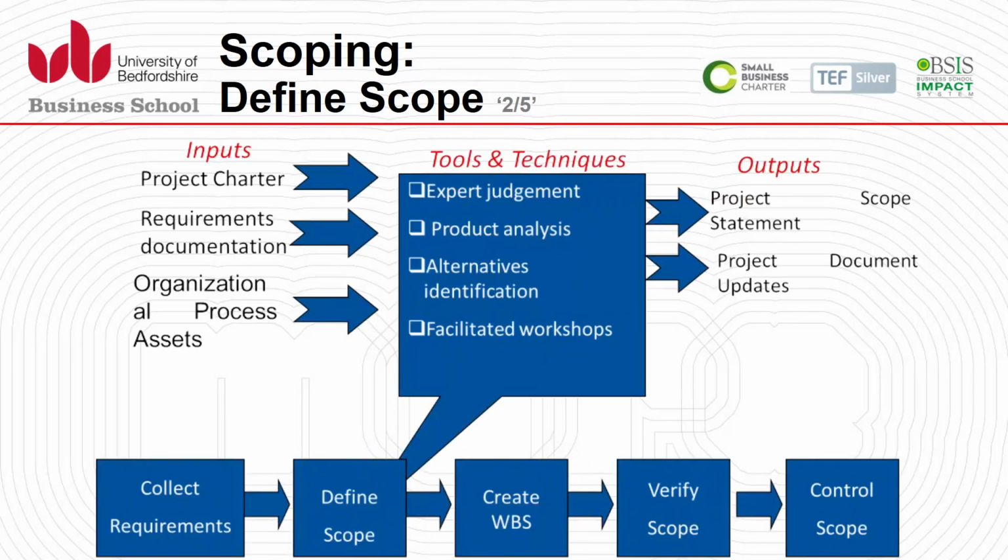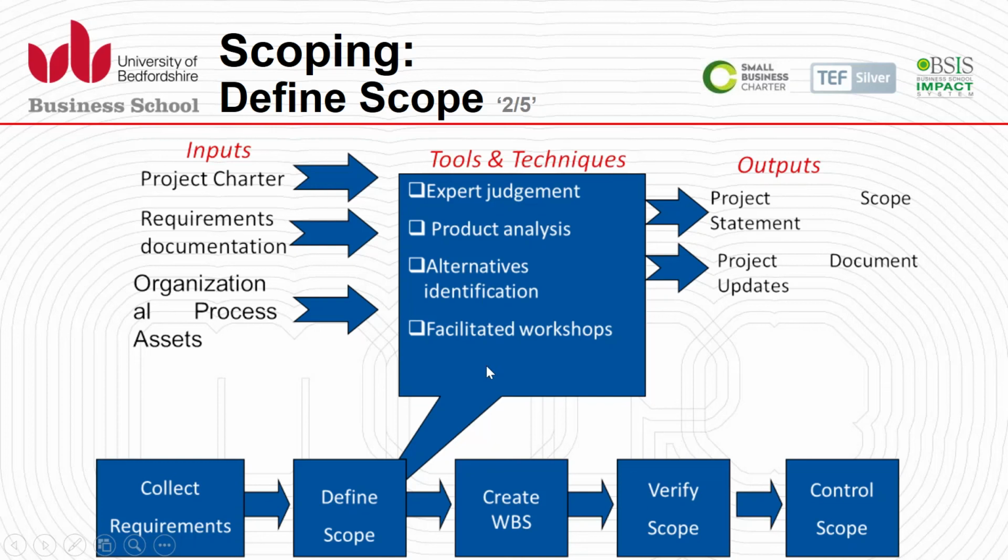However, when we define scope, we need to take the project charter, as well as the document which is coming from the collect requirements process. So we know the requirements document is there, and the organizational process assets. Those are all the necessary resources to be available for the project delivery. We use expert judgment, product analysis, alternative identification, and facilitated workshops as tools and techniques. And in the end, we get the scope statement, and we also get the project documents updated.